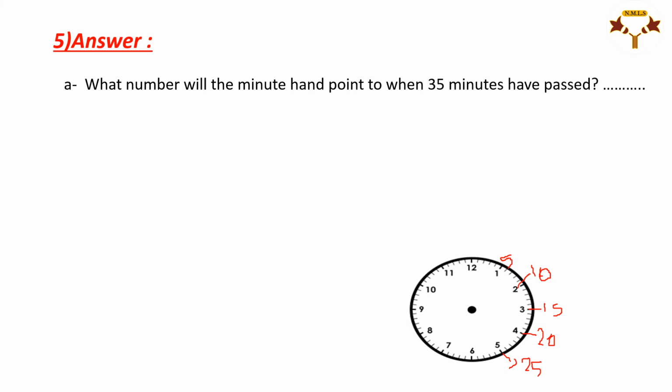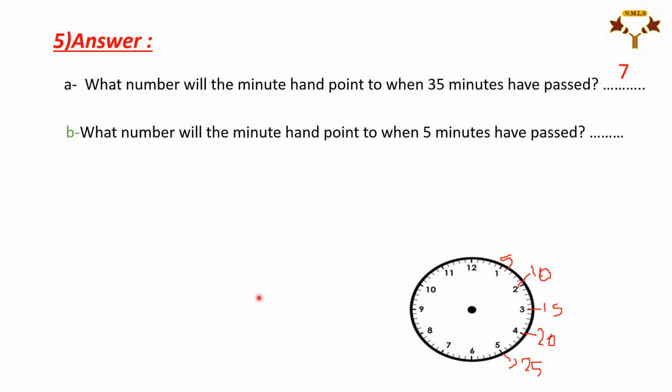At 6, 30 minutes. At 7, 35 minutes. At 8, 40 minutes. At 9, 45 minutes. At 10, 50 minutes. At 11, 55 minutes. And at 12, it will be a clock, okay? Here we want to know what number will the minute hand point to when 35 minutes have passed. We start from 1, 5, 10, 15, 20, 25, 30, and 35. Then 35 at 7. Okay? Then the number will be 7, because if the long hand at 7, this means 35 minutes.